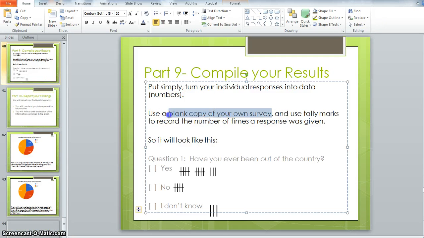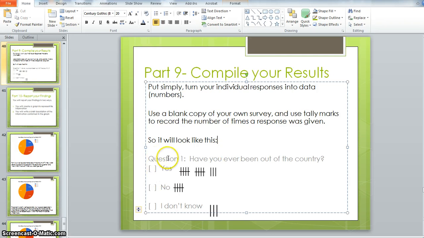If you don't have a blank copy of your own survey, then you need to go ahead and just draw one out on a piece of paper. Not a big deal. It doesn't have to look pretty, but you need a blank copy with the questions that you asked everybody. Okay, so then what you'll do is you will use tally marks to record the number of times a response was given on your survey.